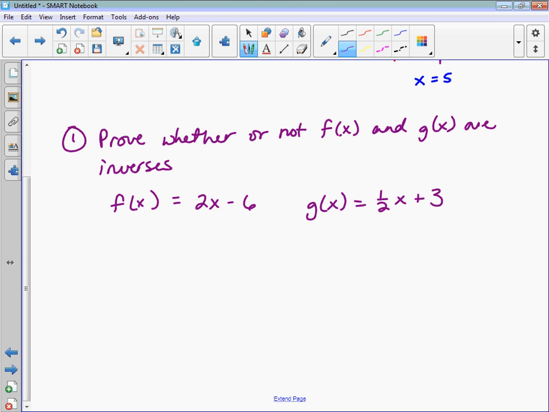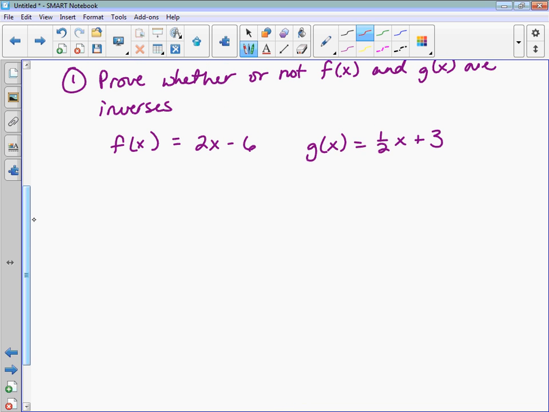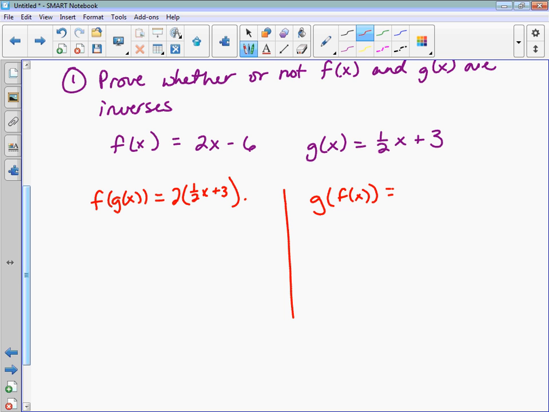You remember this? You guys remember what composition is? Yes, you do. So, to prove it, we are going to do f of g of x, see what that equals, and we're going to do g of f of x. And do you guys remember what they're supposed to equal if they're inverses? They're supposed to equal just x. Which, just think about it, it's the line you reflected over, that's what they should equal. So, f of g of x, I plug all of g of x in, so that would be 2 times 1/2 x plus 3, and then minus 6.